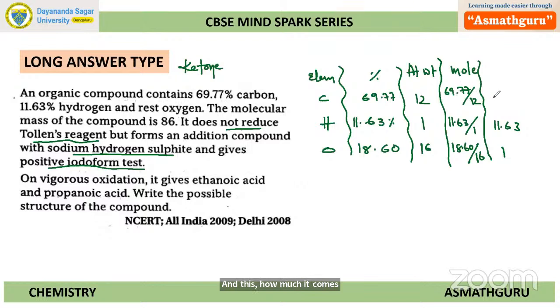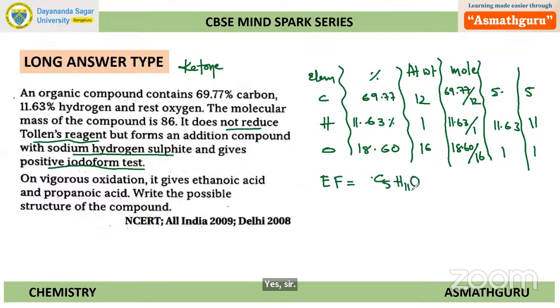It comes to around 5.8, sir. Okay, let us take it as 5. So if I round it off, it is 5, 11, 1, no? Yes, sir. 5, 11, 1. Then the empirical formula is C5H11O.